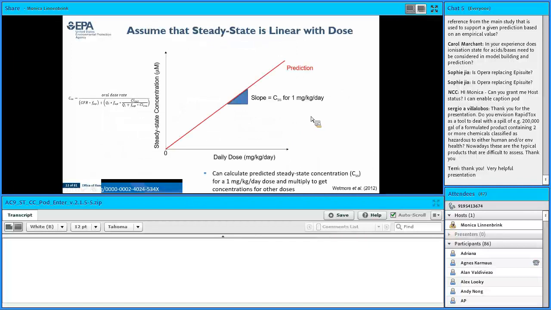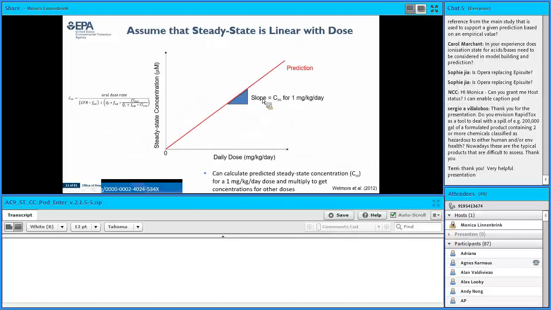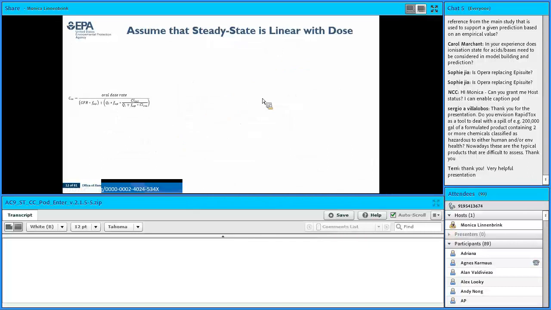Once you have that in vitro data, we can use it with a relatively simple model for steady state plasma concentration. This may not look simple to you, but the general idea is that you have the glomerular filtration rate, basically how much flow there is through the kidney, and the free fraction of the chemical, that's one of the two things you measure in vitro. You have the blood flow into the liver, the free fraction of the chemical again, and then you have the hepatic clearance that you measure. This is the scaled up clearance rate.